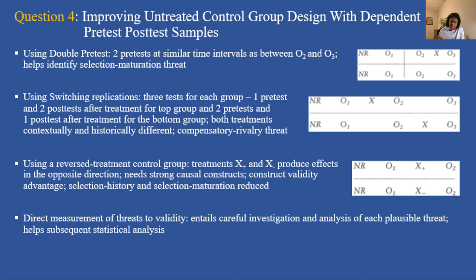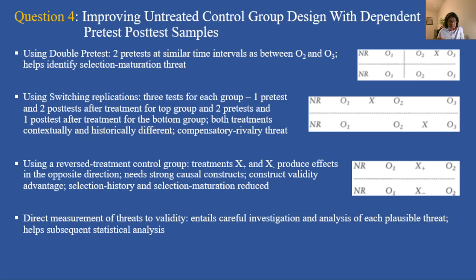Now, how do we improve untreated control group design with pre-test and post-test samples? Because we saw a lot of gaps in this design. So the book describes that any improvement for the untreated control group design with pre-test and post-test samples should revolve around designing study features to address any threat of validity. So the main focus should be addressing any threats to validity. The book describes four approaches to achieve this. First is using a double pretest.